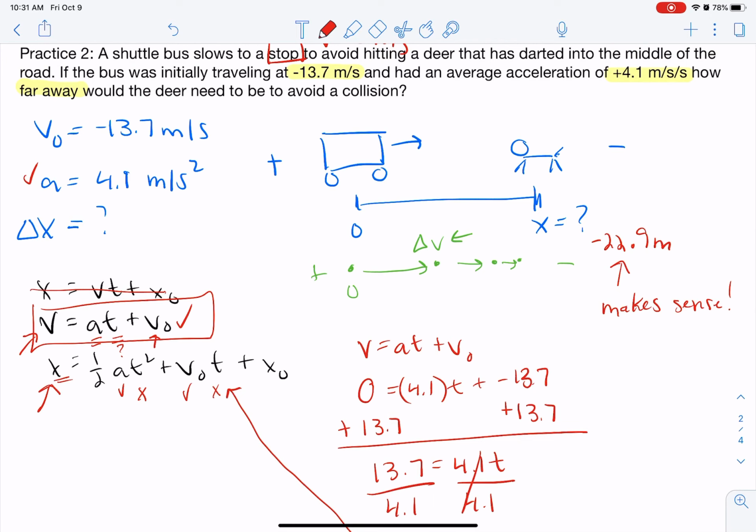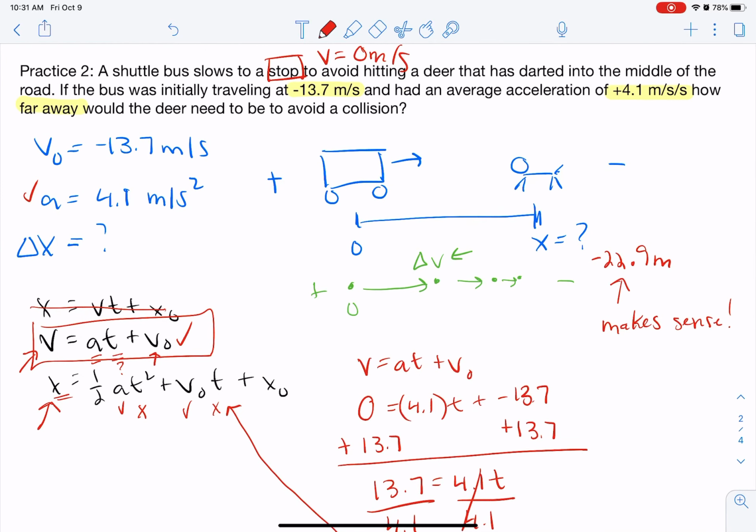So again, we made a list of our variables. We sketched our situation and made a motion diagram. Then we realized we wanted to find the position, but we needed the time first. So we had to go back and use another equation. We used that equation to solve for time, and we noticed that when something stops, it's at 0 meters per second. Once we found the time, we plugged back into our second equation to find the position.